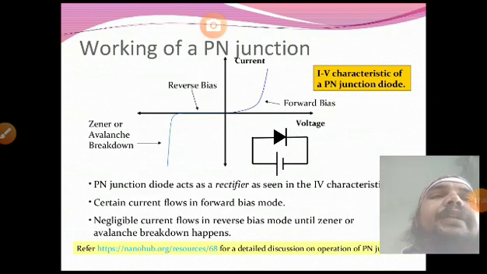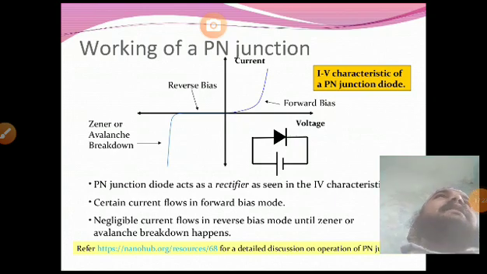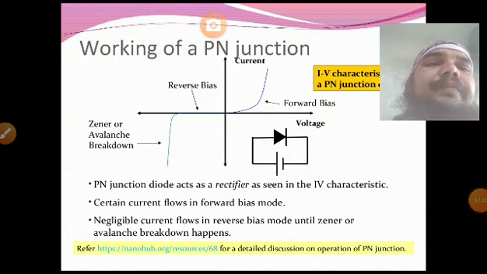Working of the PN junction diode. VI characteristics of a PN junction diode, with voltage taken on the x-axis and current taken on the y-axis. The graph is shown in the figure. In forward bias, current increases with voltage. In reverse bias, the reverse current increases with voltage.